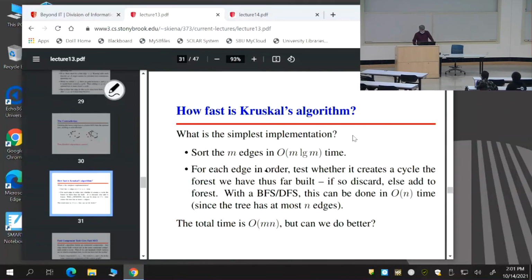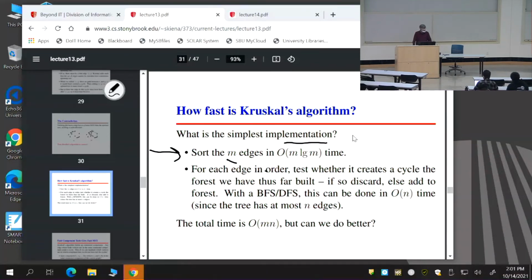Now, what is the running time of Kruskal's algorithm? First thing we need to do is to consider the edges from smallest to biggest. That to me means sort the edges. So suppose I sort the edges. If I have m edges, remember it's a sparse graph, it's got n vertices and m edges. If I sort it, it will take m log m time.